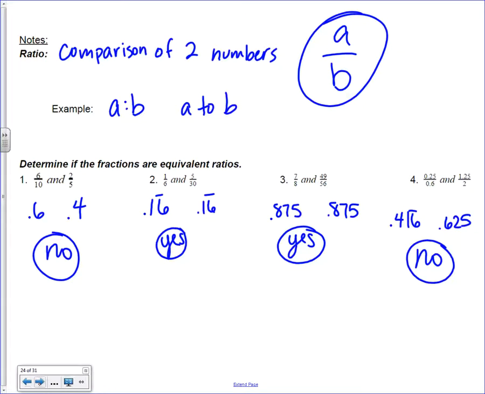Does anybody have any questions on these answers? Does anybody want to talk about any of them? Did you get the same decimals that I did? Are you sure? We're okay? Okay, so let's move on then.